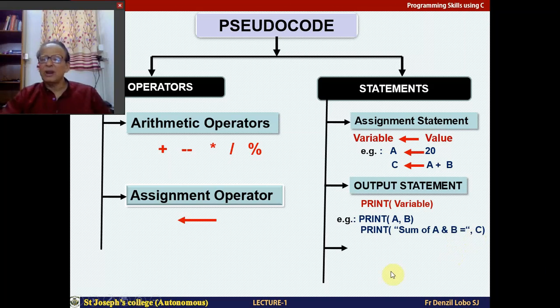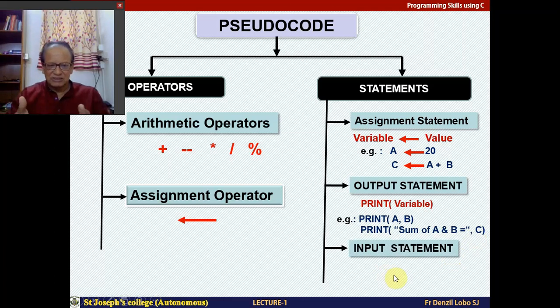And with that, we come to the last of the statements. It is called the input statement. These numbers in A and B have to be typed. It has to receive these numbers. How does it do that? Through the keyboard of my computer, I can enter these numbers, and when I enter these numbers, they go into those variables.